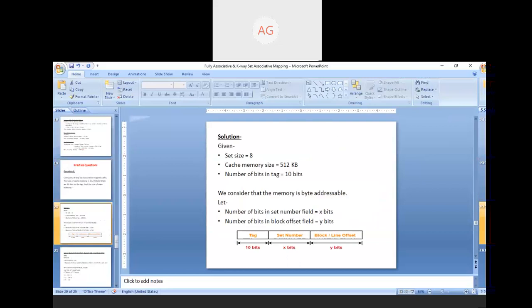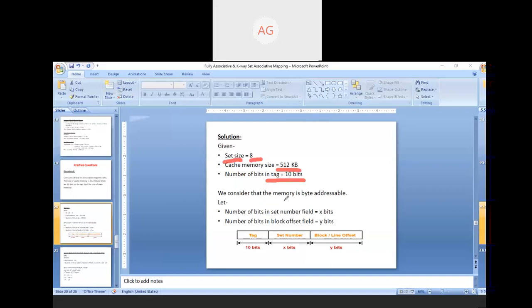So first write whatever is given to us in the question. Basically the set size is given to us, which is 8. Then the cache memory size is given to us, which is 512 KB. The number of bits in the tag is 10 bits, which is already given to us. So we consider that just to see how we are going to solve it. Whether you are getting the answer or not, see the correct solution, how we are going to solve this.